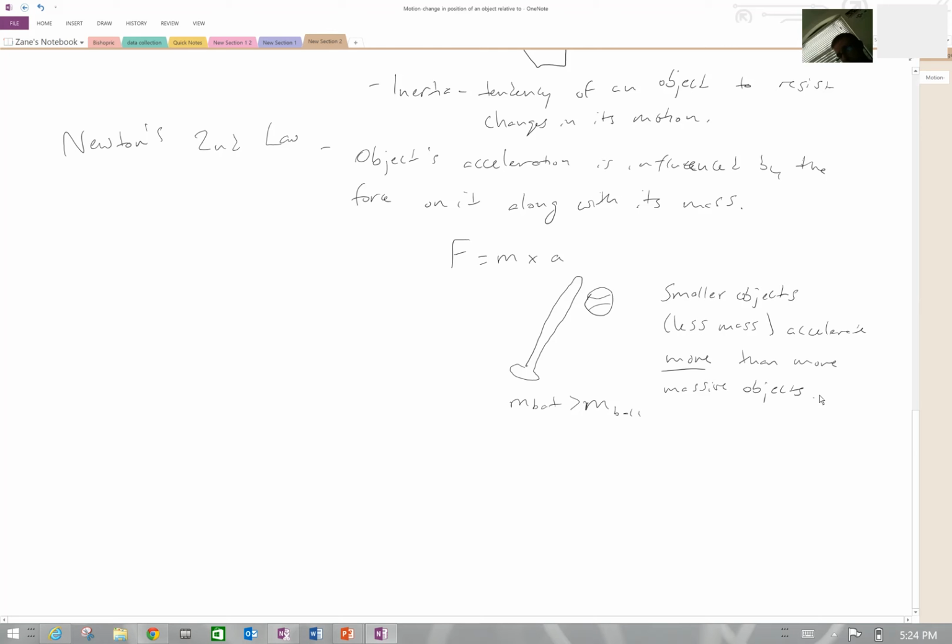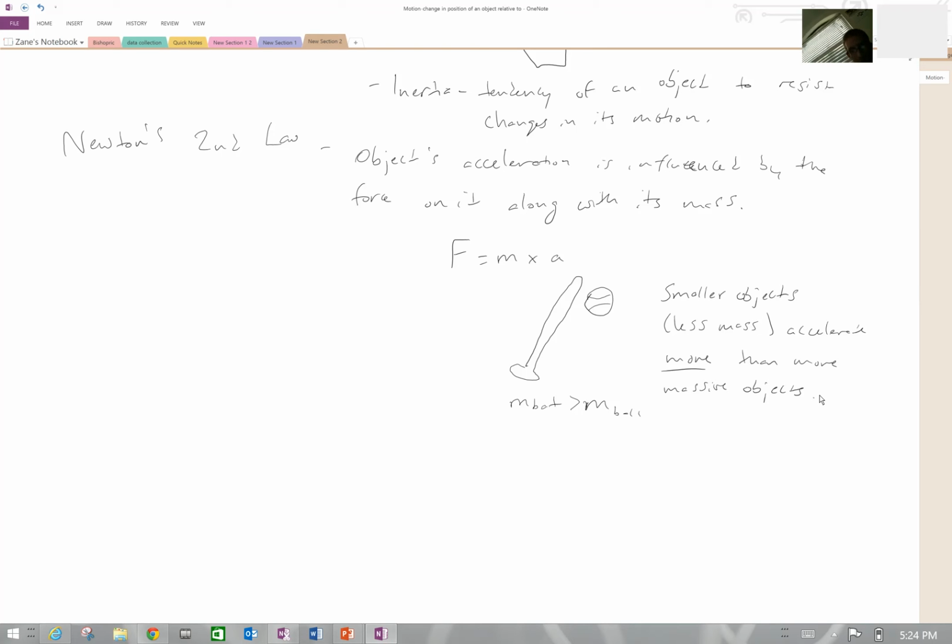So when that bat hits the ball, the ball is going to go zooming off, and the batter may feel the bat recoil a little bit, but it's not going to go flying out of their hands like the ball was flying, because it's not experiencing as much acceleration.